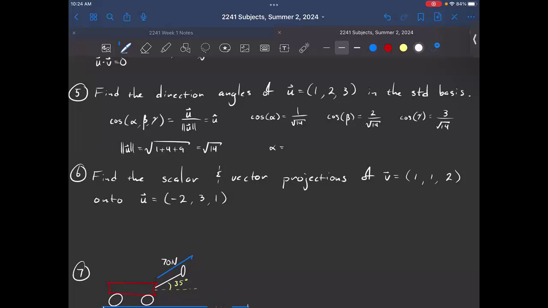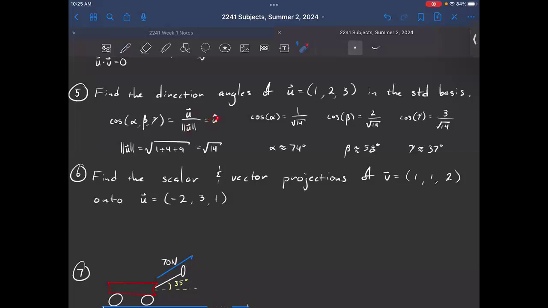that alpha is about 74 degrees. Beta is about 58 degrees. These are abouts, not exacts. And gamma is about 37 degrees. Trying to read those from my notes here. Yeah, that's about correct. Okay, so nothing special there.